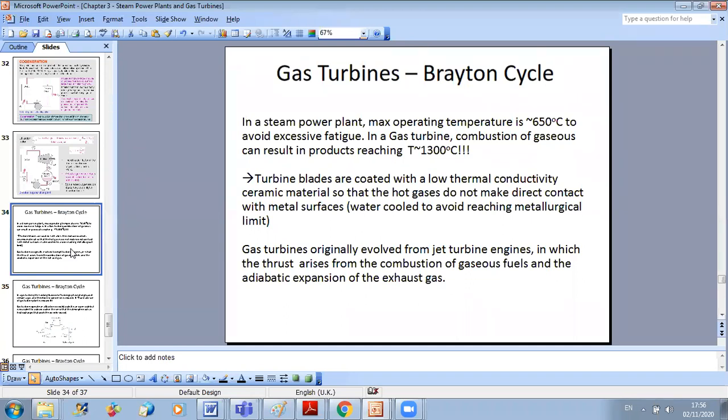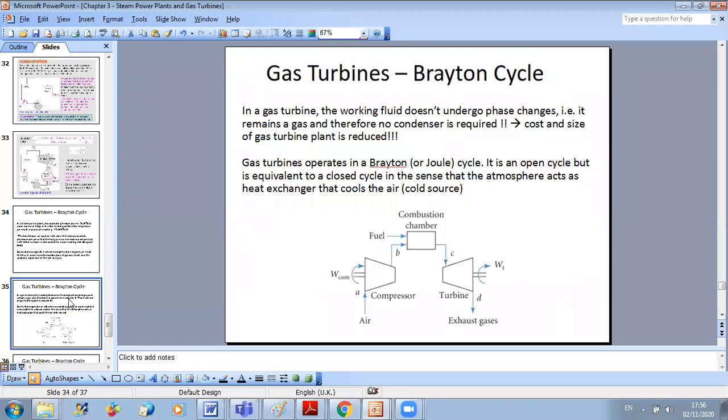Gas turbines originally evolved from jet turbine engines, in which the thrust arises from the combustion of gases, which gives the push on the blades through the adiabatic expansion of the exhaust gas. Now, how is our cycle in gas turbines? The first difference between steam turbines and gas turbines is that steam turbines have a closed cycle, while gas turbines have an open cycle.